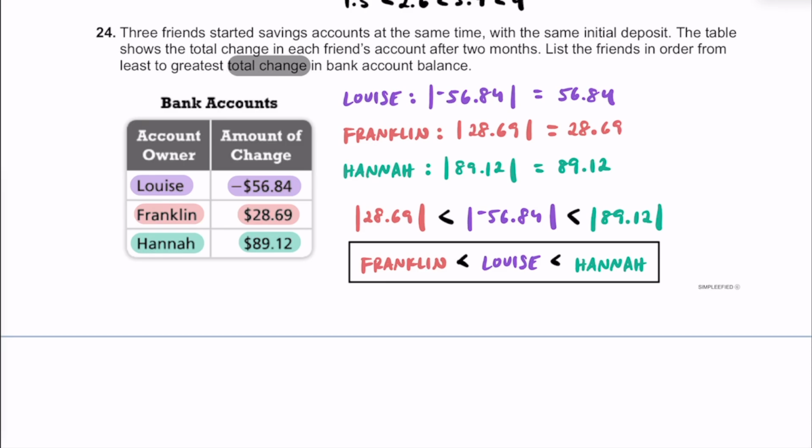Alright, so there you have 24 different practice problems where we practiced plotting and understanding some rational numbers, how to compare them a little bit and looking at them on number lines, as well as their applications when we took a look at some absolute values and opposite values as well.